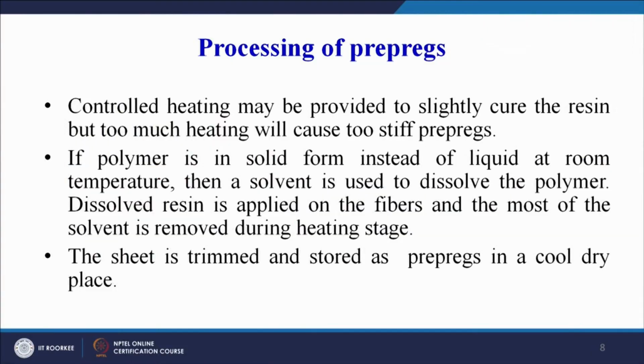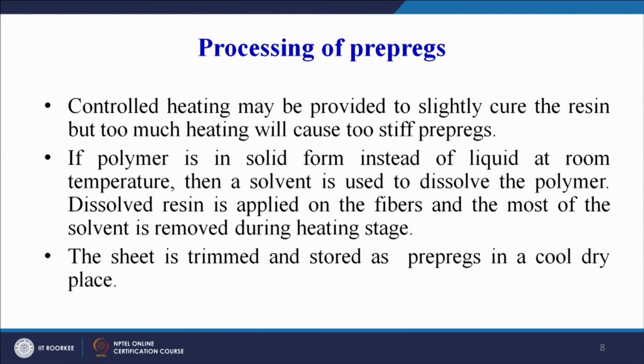Now the resinous material we have seen is applied on the inner side of the sheet, but there is another case, that if polymer is in solid form instead of liquid at room temperature, then a solvent is used to dissolve the polymer. Dissolved resin is applied on the fiber, and most of the solvent is removed during the heating stage. So if the polymer is present in the resinous form, we can very easily use it.